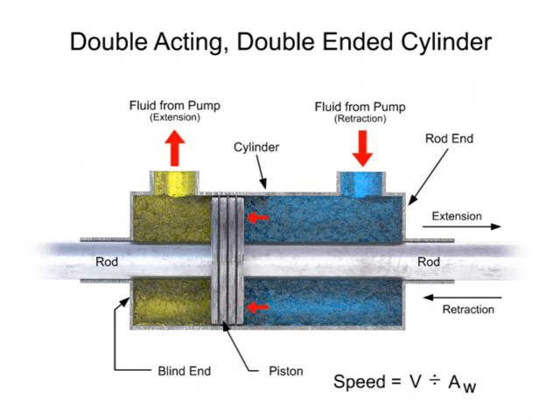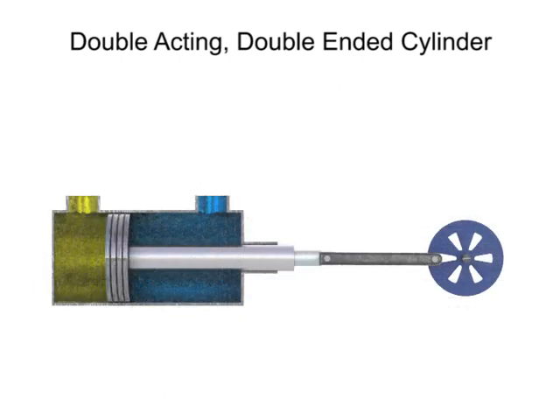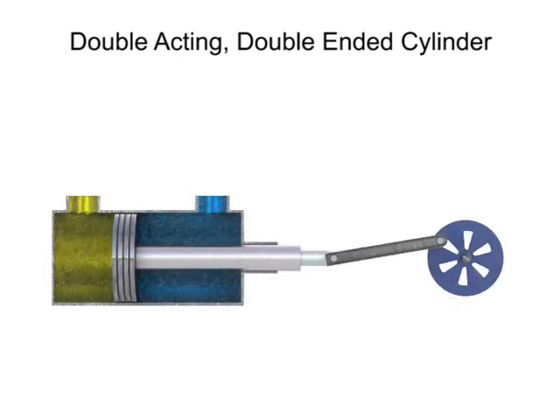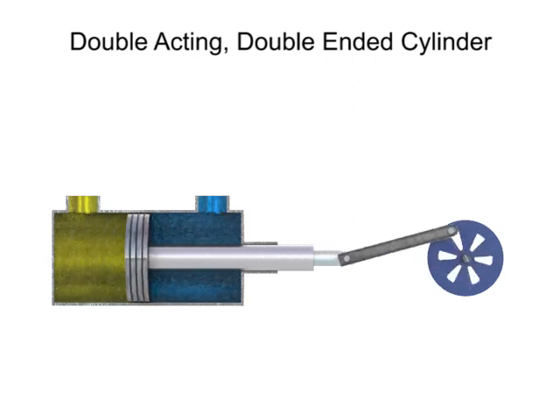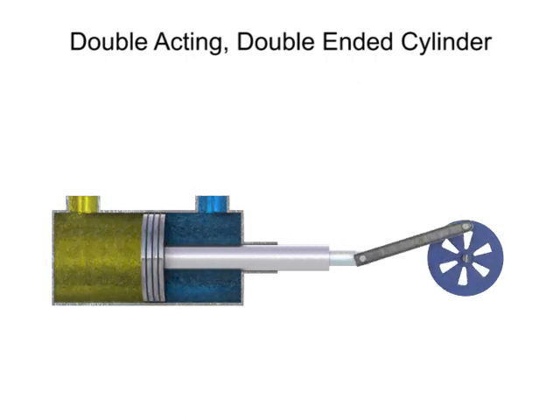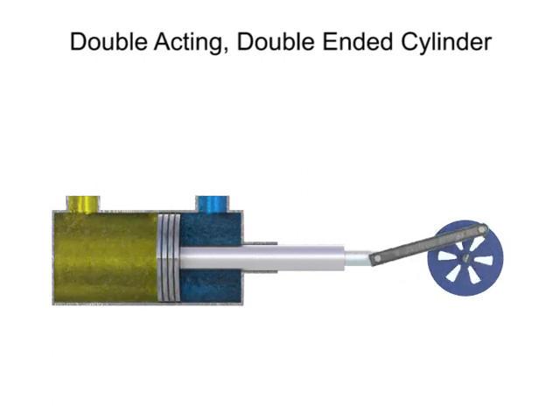Due to their simple design, cylinders are used more often than any other type of actuator for industrial applications. Although their motion is linear, it can be converted to rotary motion by levers, racks, and pinions, or other means, making them one of the most versatile types of actuator.